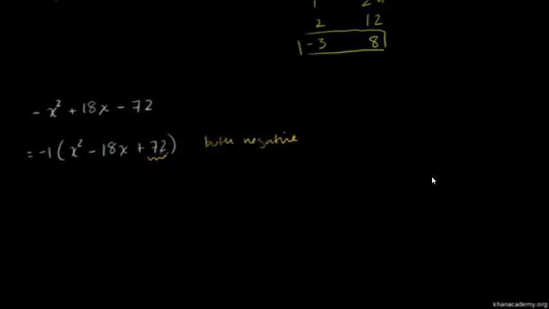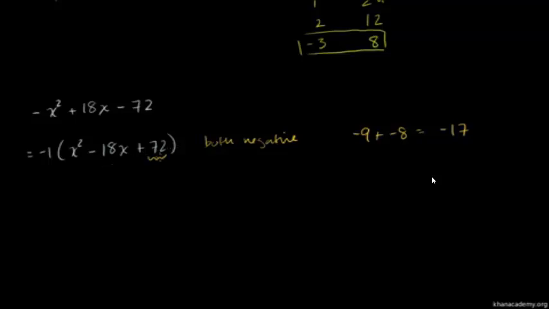We could go through all of the factors of 72, but maybe you think of 8 times 9. But negative 8 plus negative 9 doesn't work. That turns into 17. That was close. Let me show you that. Negative 9 plus negative 8 is equal to negative 17. Close, but no cigar.